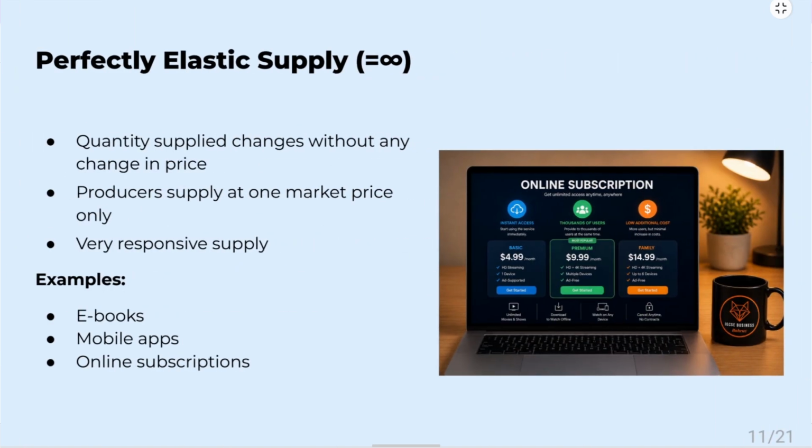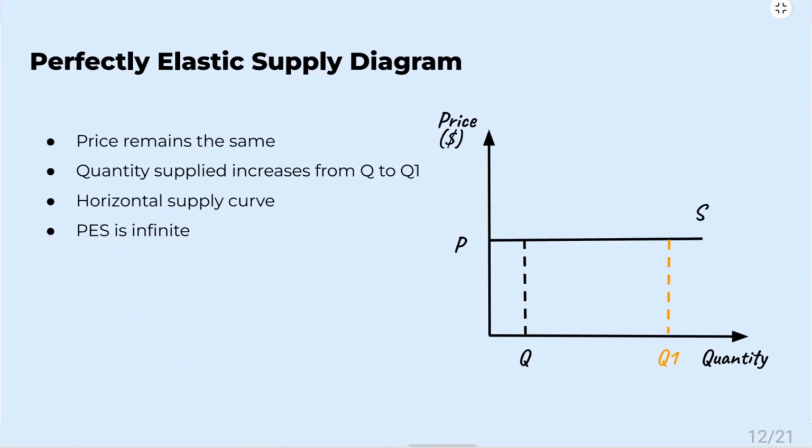Perfectly elastic supply happens when quantity supplied changes without any change in price. Producers are willing to supply any quantity at one specific price, but if price changes, supply may disappear completely. Digital products such as ebooks and mobile applications are often examples of highly elastic supply, because they can be reproduced instantly at very low cost. For example, an online subscription service can provide thousands of extra downloads without significantly increasing production costs. This diagram shows perfectly elastic supply.